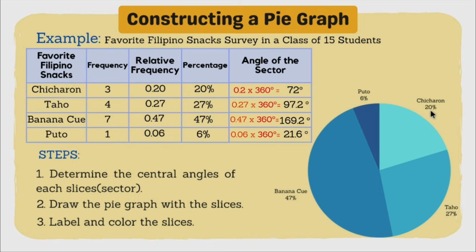So we have the first category here. We have the chicharon 20%, and this is the angle form of the sector. Taho 27%, banana Q 47%, and puto 6%. Ito na po yung pag-construct natin ng pie chart.